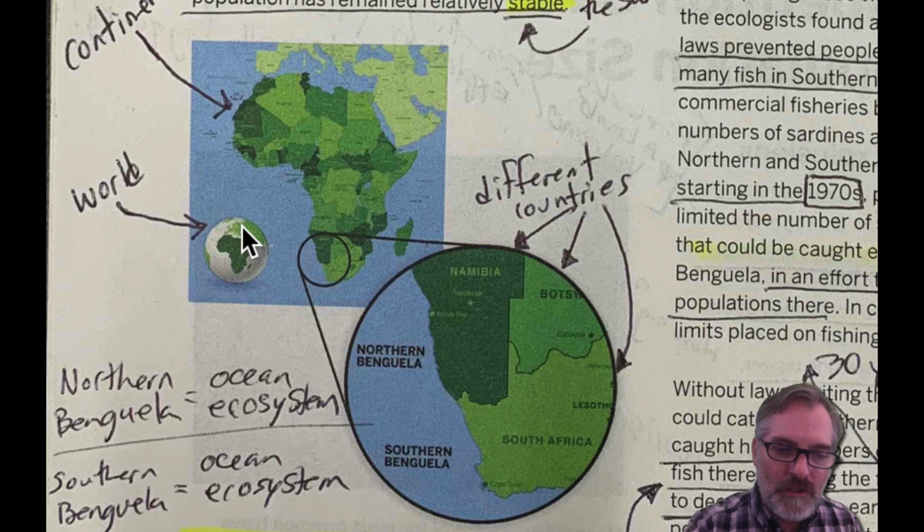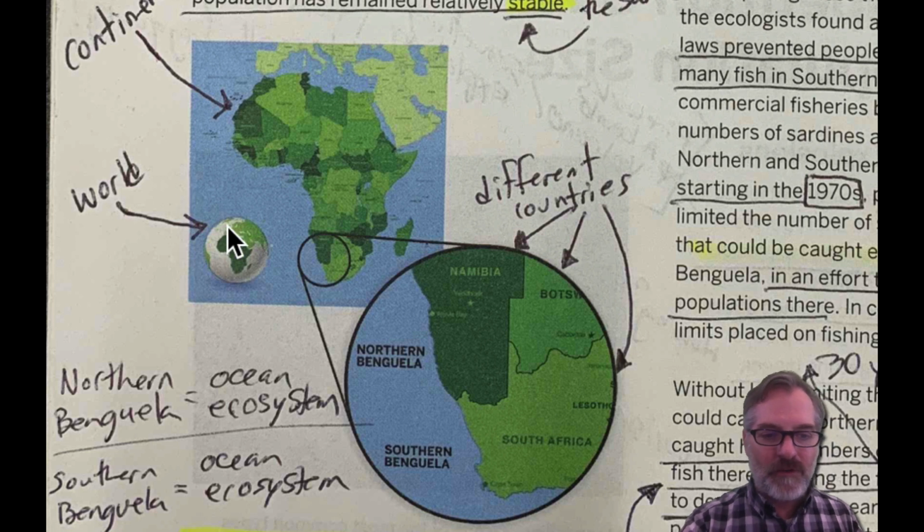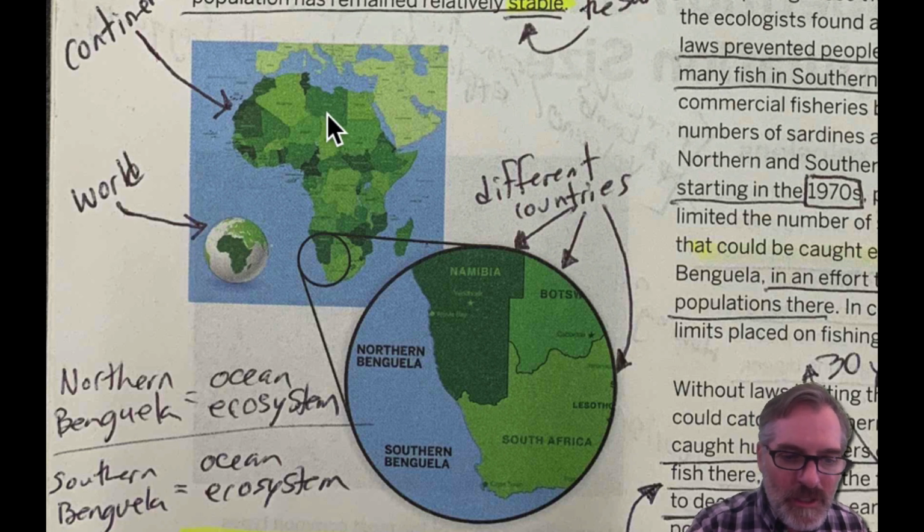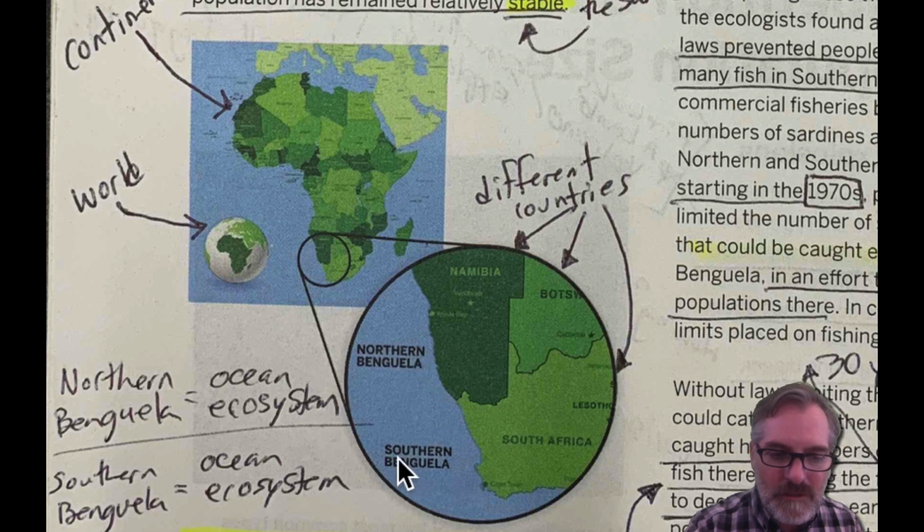So again, we've got the globe, the world here, and I can see the continent of Africa. And then if we zoom in here, I can see the continent a little better with those 54 countries. And way down here, in this little zoom-in bubble, we've got northern Bangla and southern Bangla, these two ecosystems. And then we've got three countries right here: South Africa, Namibia, and Botswana. And I've had a wonderful opportunity to go to all three of these countries.